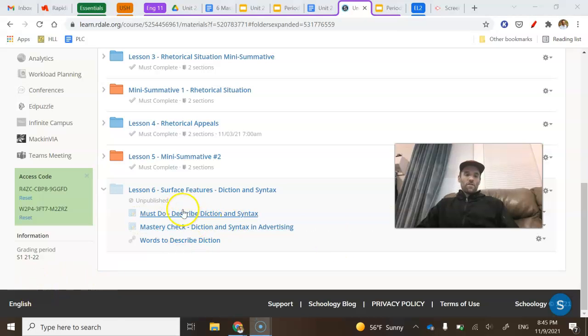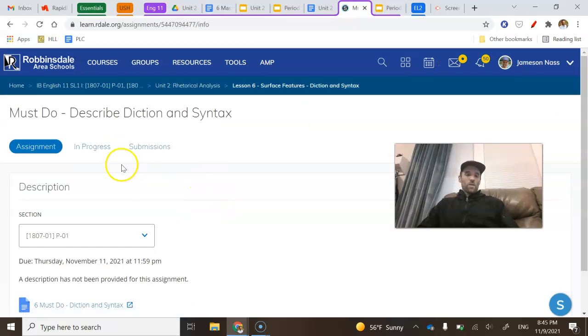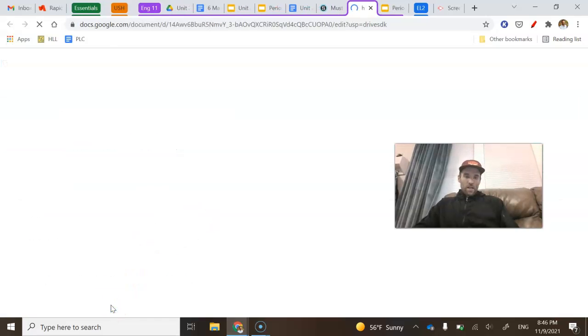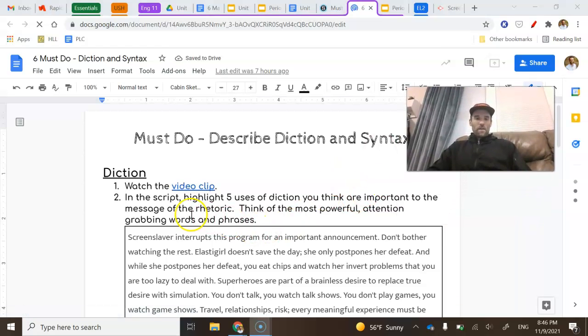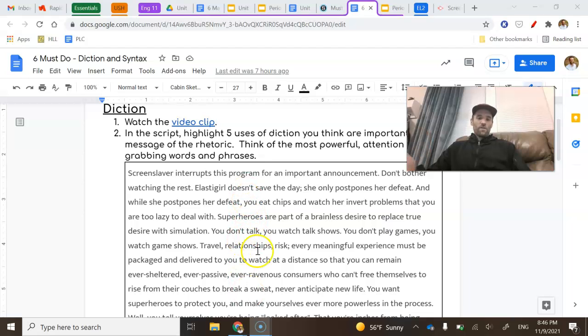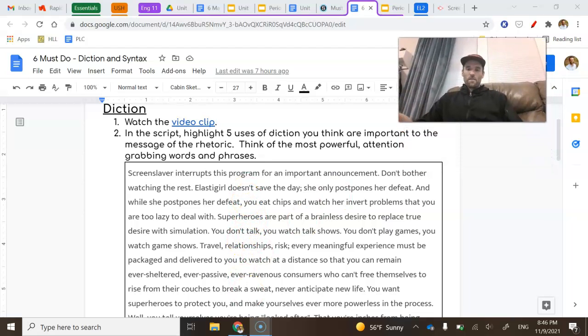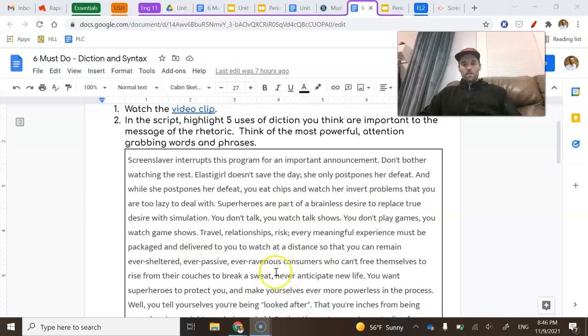All right, in the lesson you just have a must-do and a mastery check. The must-do, describe diction and syntax, and for this one you're actually going to be looking at 2 short videos and basically watch the clip. The first one is to practice diction. Watch the video clip, highlight in the script, which is right here, 5 uses of diction you think are important to the message. Think about powerful attention-grabbing words and phrases.